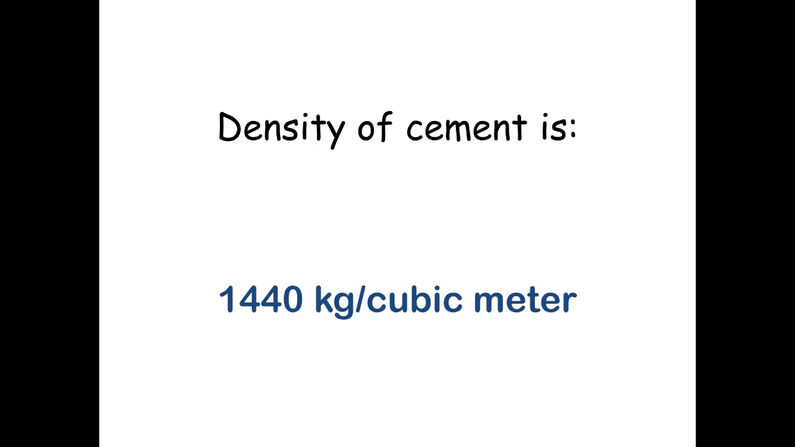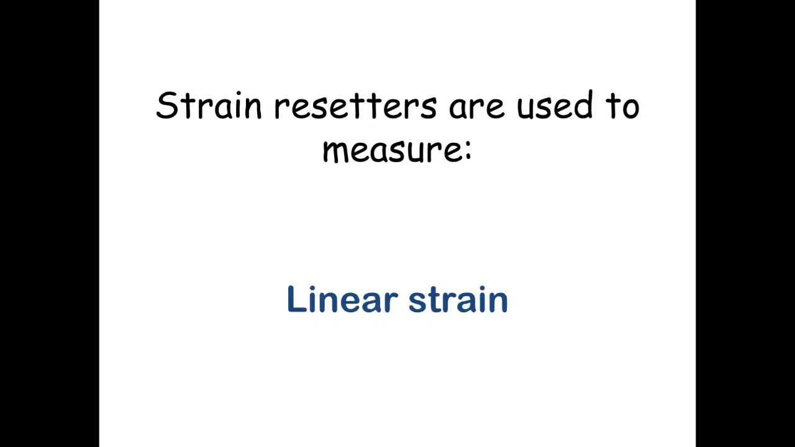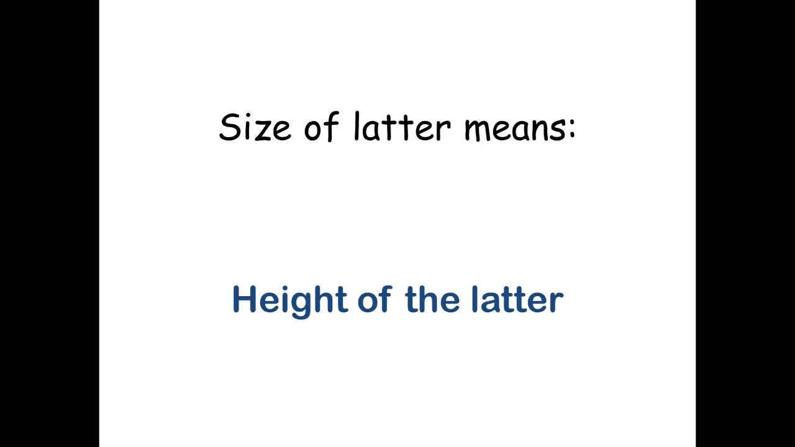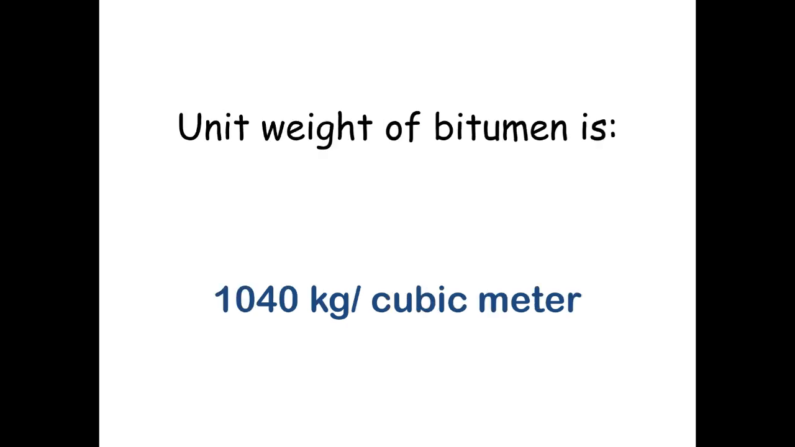Density of cement is 1440 kg per meter cube. Specific gravity of cement is 3.15. Strain gauges are used to measure linear strain. Size of ladder means height of the ladder. Crank bar is bent at 45 degree. Unit weight of bitumen is 1040 kg per meter cube.